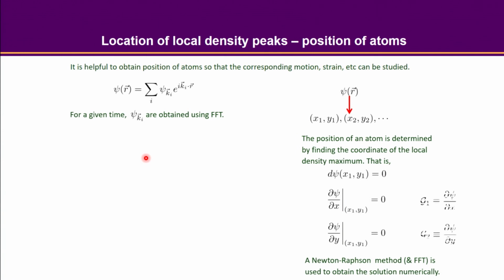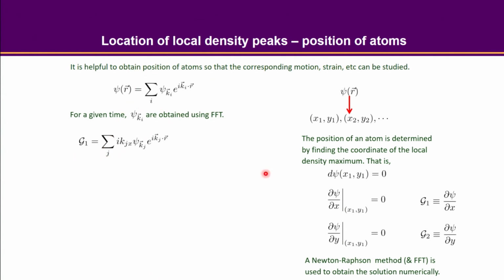They are known. So let us define two functions, called G1 and G2. That's the derivative of psi with respect to x and y. Of course, we are looking for those two functions to be 0 at the same time. And which coordinates will satisfy that condition? That would be the atom. That would be the minima or the extreme value of the density field. And this G1, G2 can be evaluated straightforwardly in Fourier space.